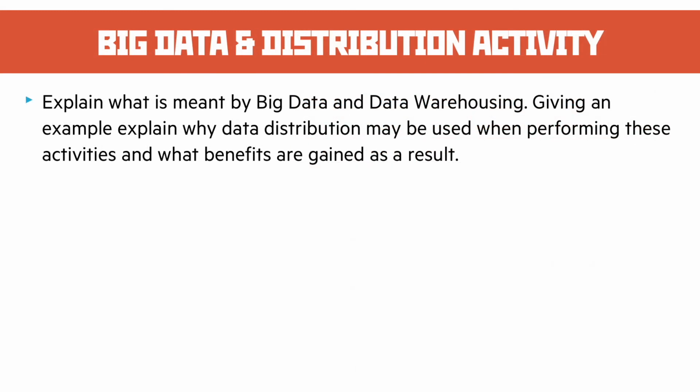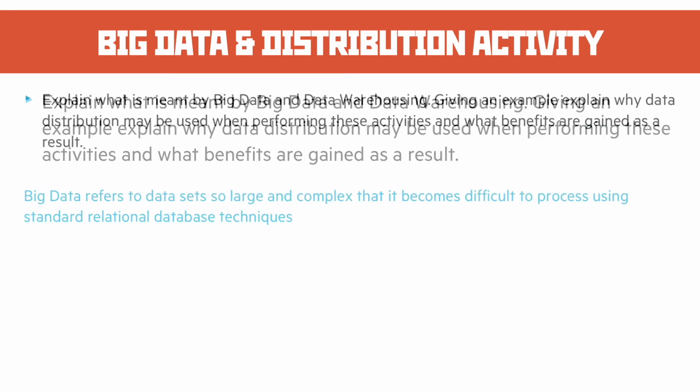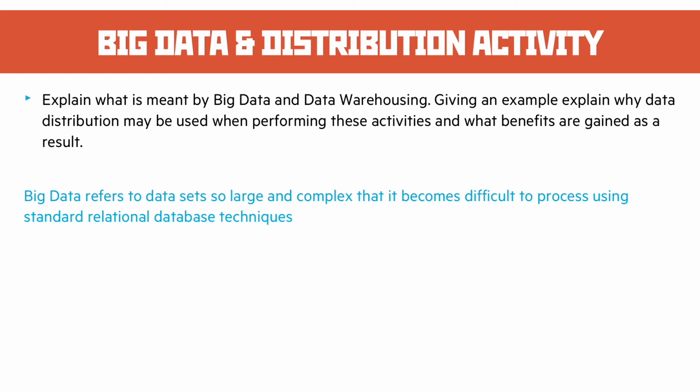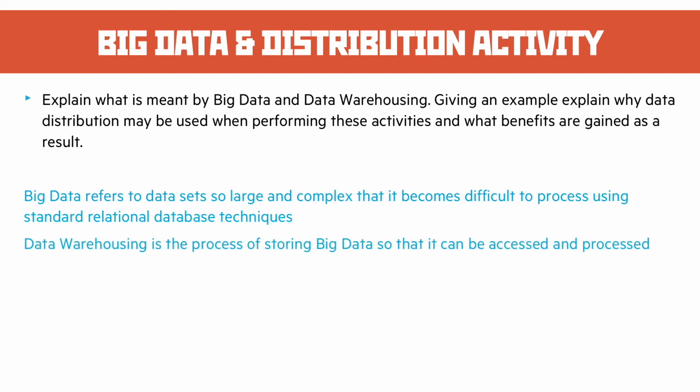So the big data activity. We need to explain big data first of all. So big data refers to data sets so large and complex that it becomes difficult to process using standard relational database techniques. That's an exam answer that comes straight out of the mark scheme. What's data warehousing then? It's storing big data so that it can be accessed and processed. Fair enough. Give an example and explain why data distribution may be used when performing these activities.